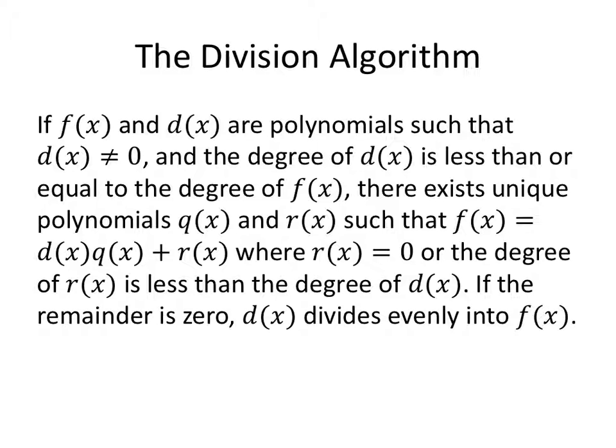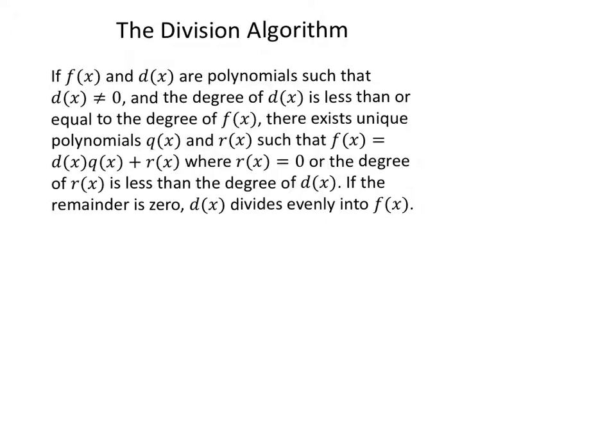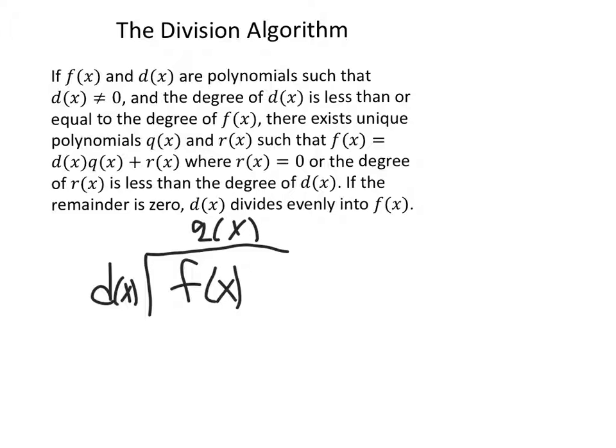And that, oh my goodness. Yeah, mind-numbing. What does this really say? What this really says is, if I have f of x and I'm dividing it by d of x, then I'll have my quotient. And after I do all my subtractions, I'll have my remainder.